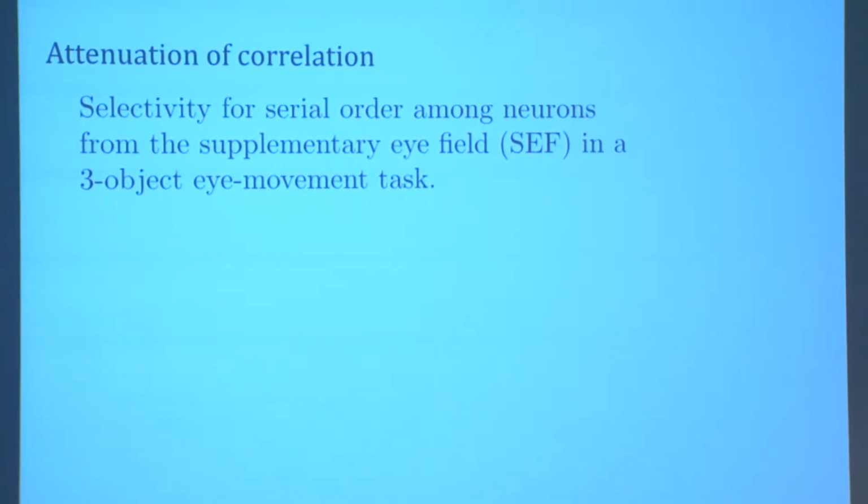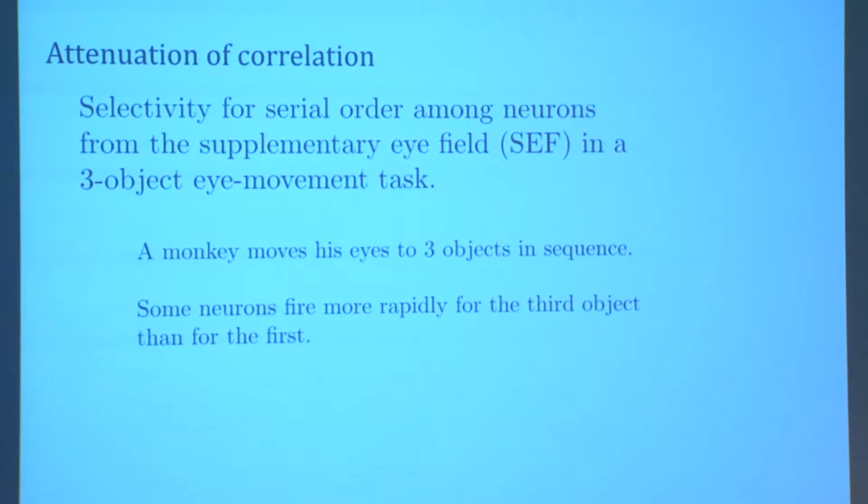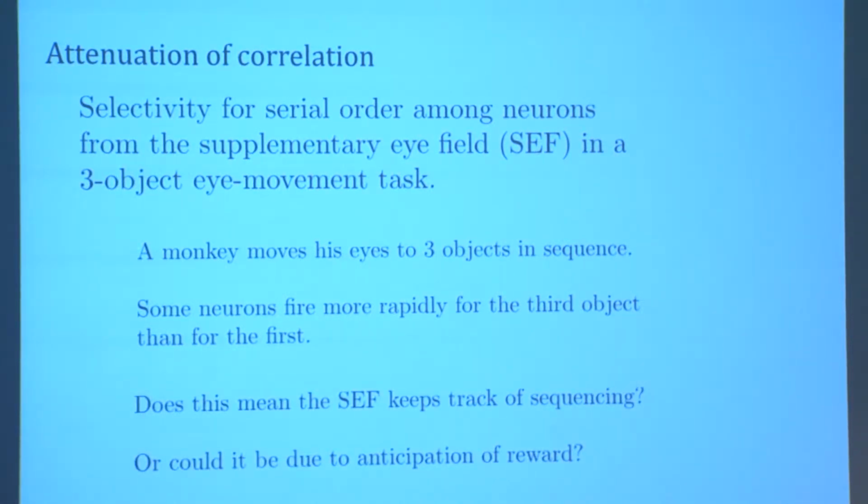And this particular lab said, well, if you train a monkey to move his eyes to three different images on a screen sequentially, some neurons will fire for that third image more than they'll fire for the first or the second. And he said, okay, well, maybe this is because the supplementary eye field keeps track of sequencing, which is what they were saying, or, that monkey's about to get his reward at the end of those three. Maybe it's just about reward. And he thought it was more likely to be the latter. And so he said, well, let's set up an experiment to check on that.